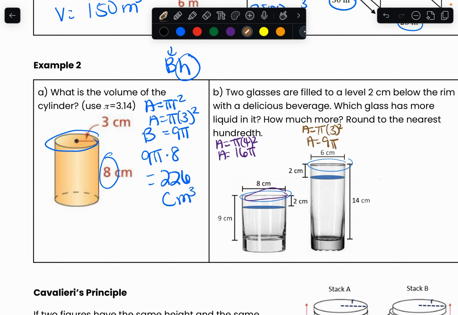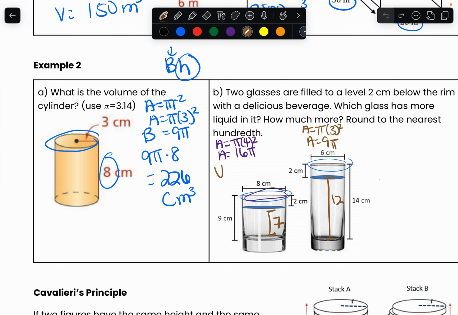Now, once I have my base for both of them, I need to multiply by the height. Here's the part where I have to think a little bit. We're trying to figure out how much water is actually in it, but for each of these cups, we're 2 centimeters away from the rim. So the actual height I'm trying to find here is 9 minus 2, which is 7. And the actual height on the other one right here will be 14 minus 2, and that will be 12.